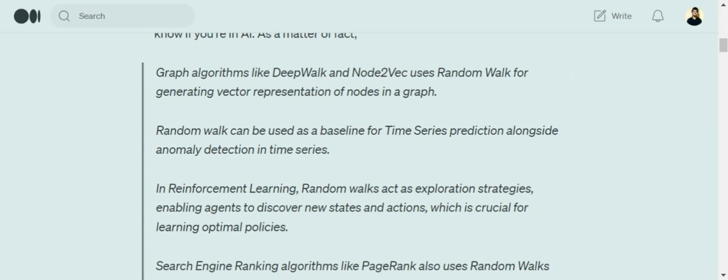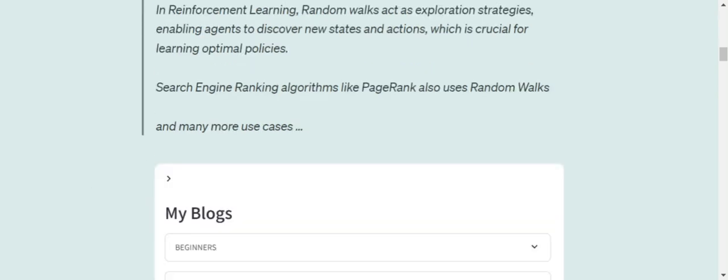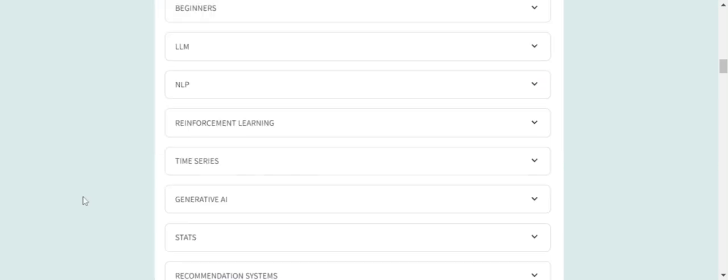In reinforcement learning also, random walk plays a very important role in exploration strategies, like whether you should go for a greedy approach or an exploration approach. So random walk does play a role there also. And algorithms like PageRank, you must have heard of PageRank by Larry Page, who started Google. Search engine ranking algorithms also use random walk. There are many use cases where random walk is used, but people actually don't know what random walk is. So today we'll try to demystify that.